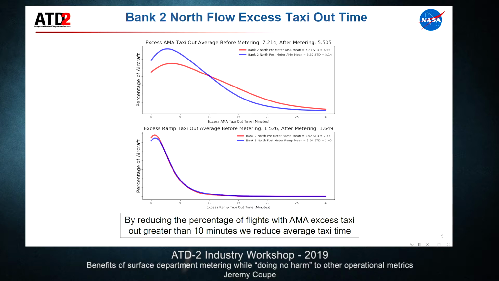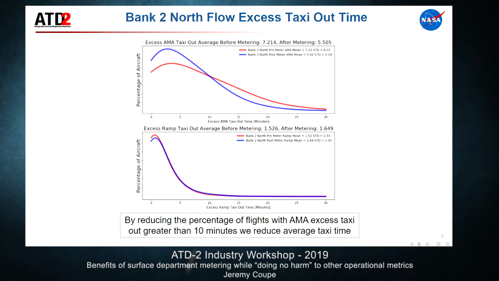So that red line is above the blue line on that right tail. And the percentage of flights that are experiencing these low excess AMA taxi times, less than 10 minutes, is higher after metering. So what have we done here? We've taken this red distribution and we've shaved off the right tail and we've shifted it to the left.